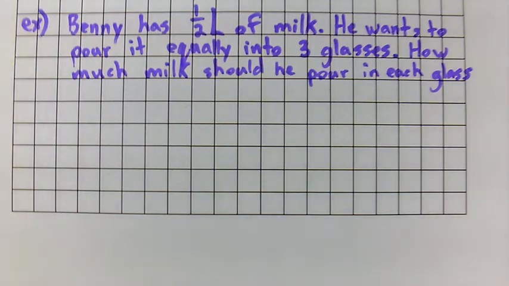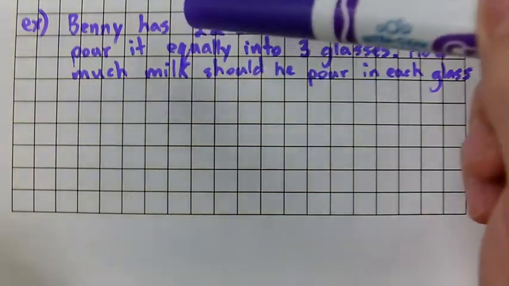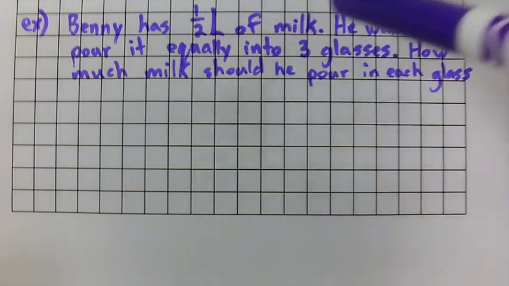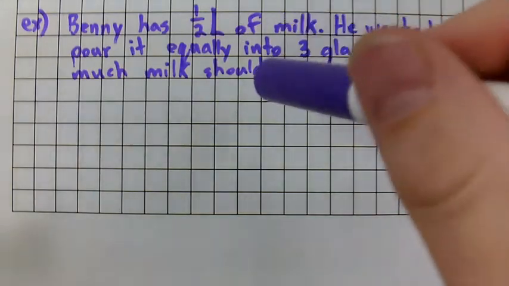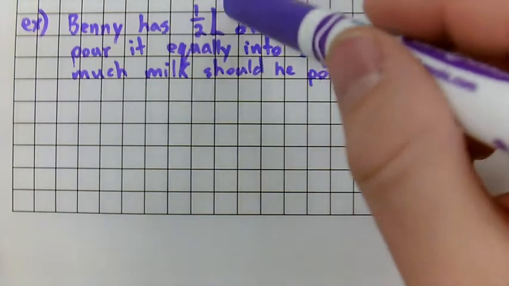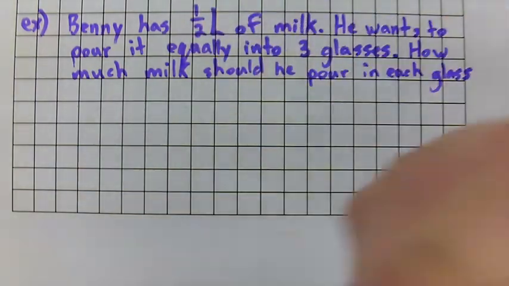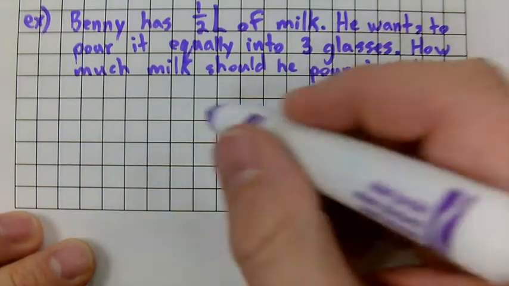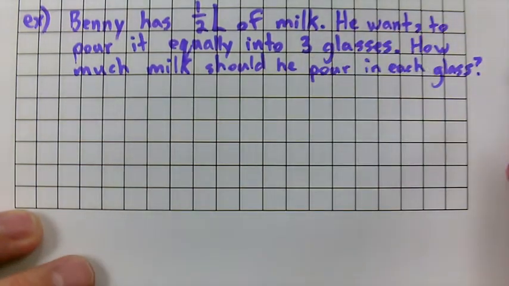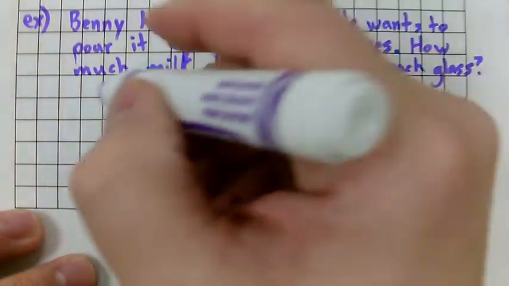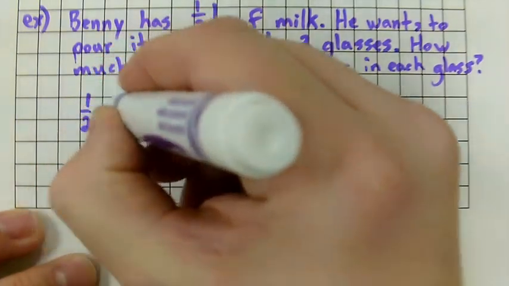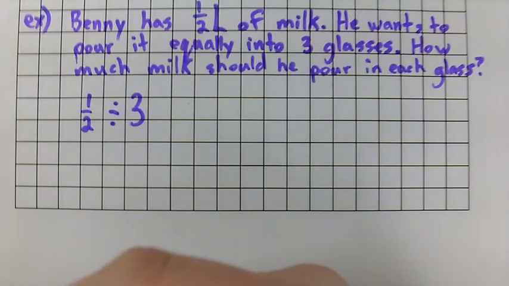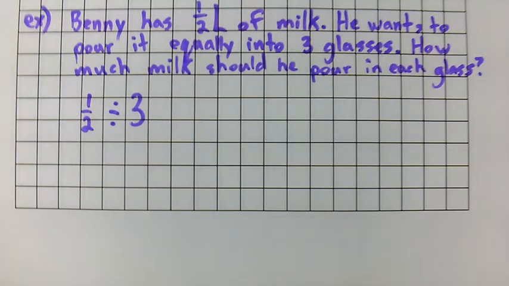Now let's look at a word problem here. It says Benny has half a liter of milk. He wants to pour it equally into 3 glasses. So that sounds like he's dividing that half liter of milk into 3 glasses. How much milk should he pour into each glass? Well, he has half a liter of milk, and he's wanting to divide that into 3 glasses. So divide by 3. 1/2 divided by 3.